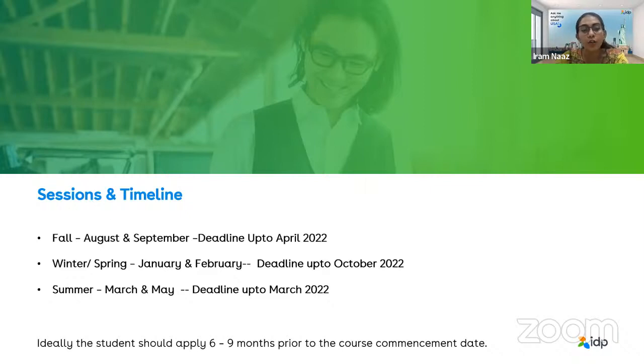So for fall, you should start 6 months prior. So if you're planning to apply for August, then you should most probably start your process by December or January, because most of the top universities like Ivy League universities or Tier 1 universities will have the deadlines way before any other university. And also there is one more criterion, like early bird applications.